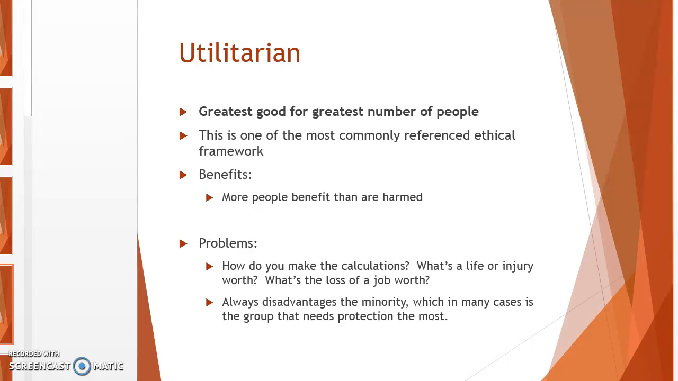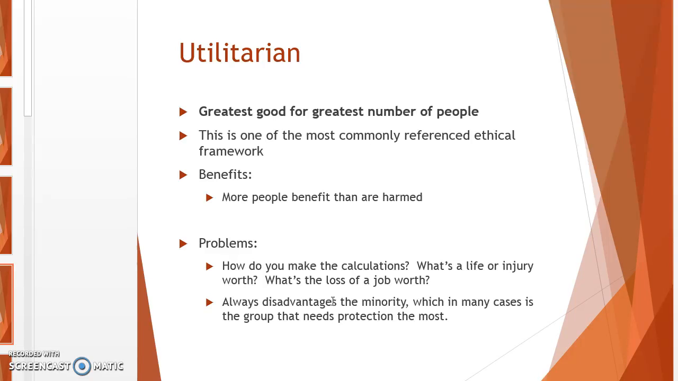The next one is the utilitarian approach, and a lot of you have probably heard of this one. It's one of the most commonly referenced. People like it because it almost seems mathematical to them. Let's just calculate how many people benefited, how many people were harmed, and then we'll know what the right answer is. And obviously the benefit to that is the more people benefit than are harmed. However, how do you calculate those losses?